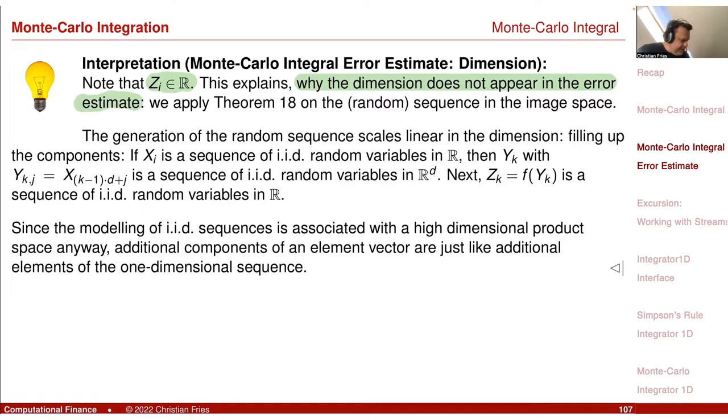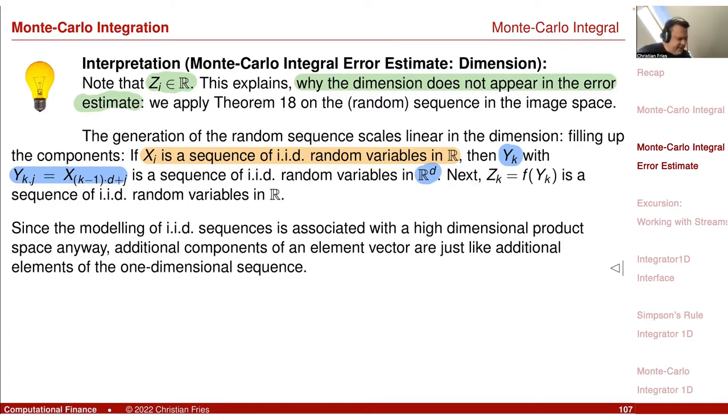So what we do is, if xi is a sequence of IID random variables in R, so before in the theorem it was in R^d, but now I relabel the names a little bit because xi is now in R, and then I generate the yk in R^d by using our little trick to fill each component with an element from the sequence x. So yk, the j component, is x of (k minus 1) times the dimension plus j. So we move through every component and we create the vector. So this is how you take a one-dimensional sequence and generate a d-dimensional sequence.